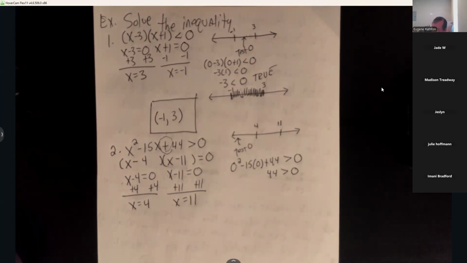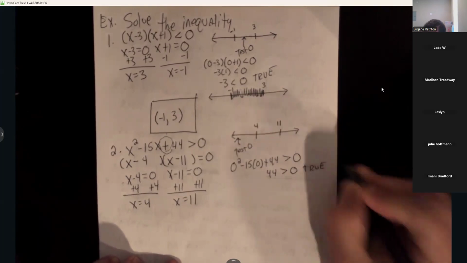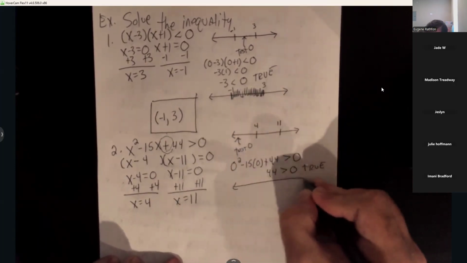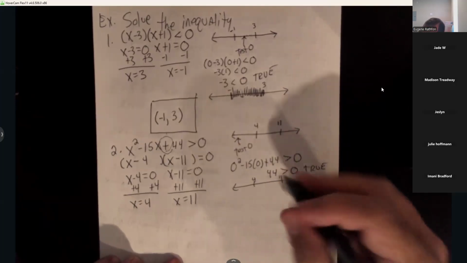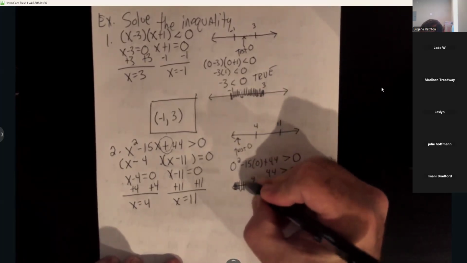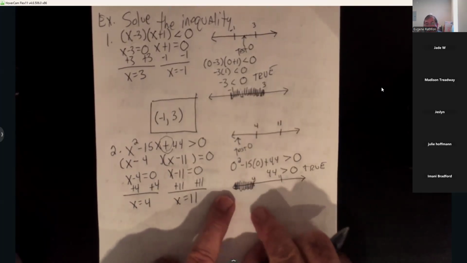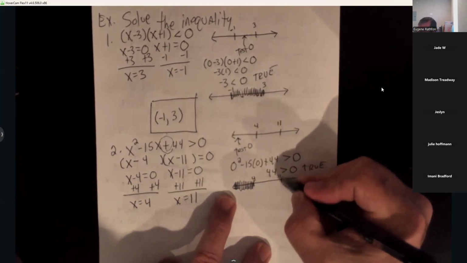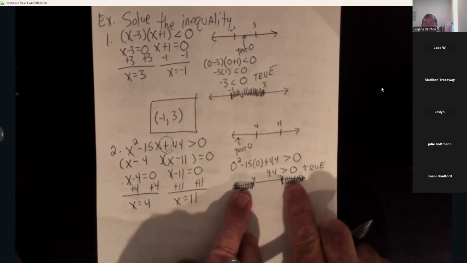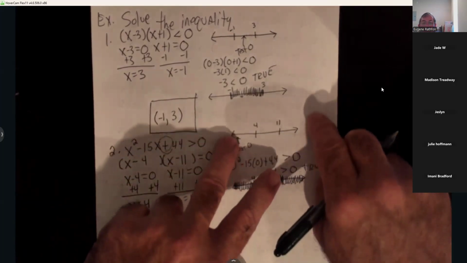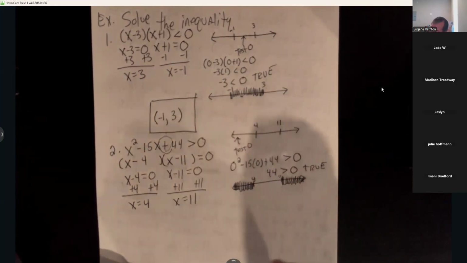Judy, you got true, Jesselyn, true. So since that's true, here was 4, here was 11. Since that's true, I'm going to shade it where 0 was located. And since I shaded the first section, I automatically got to shade that last section. So that means these two parts of my parabola would be above the x-axis since they're greater.